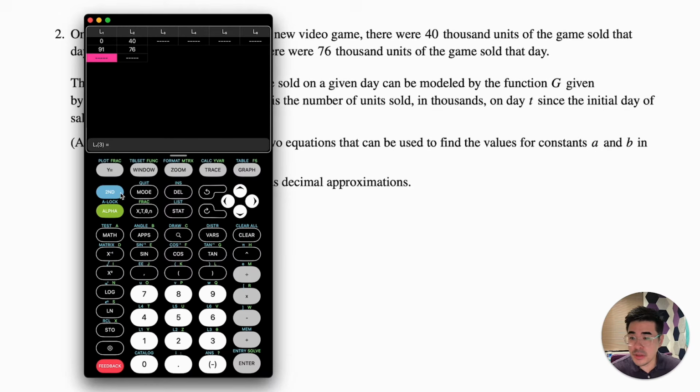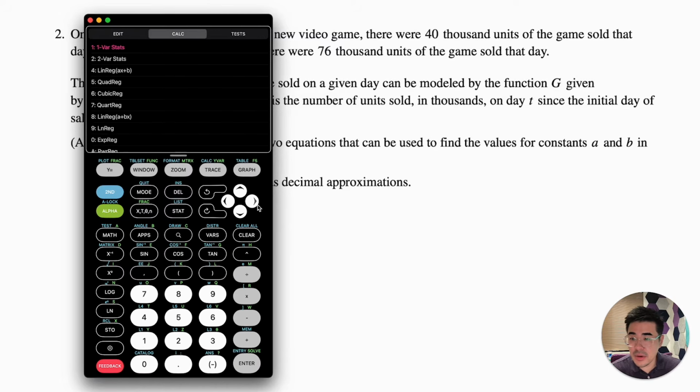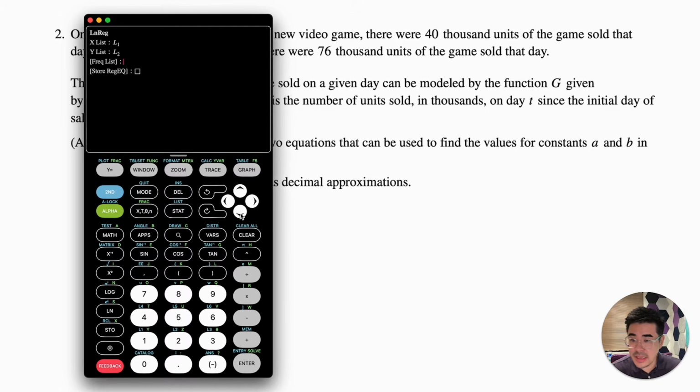And then what we're going to do then is we're going to go to second quit, and then we're going to go to Stat, Calc, and the regression, that's 9. And then I can store my equation in Vars, Y-Vars, number 3, because I used the first 2 for the first 2 questions. So notice that when I did this, I got not a number.